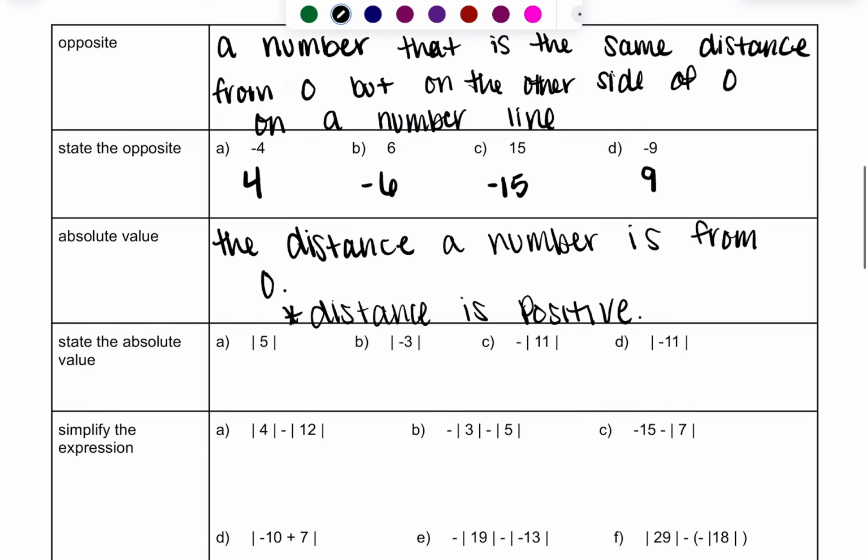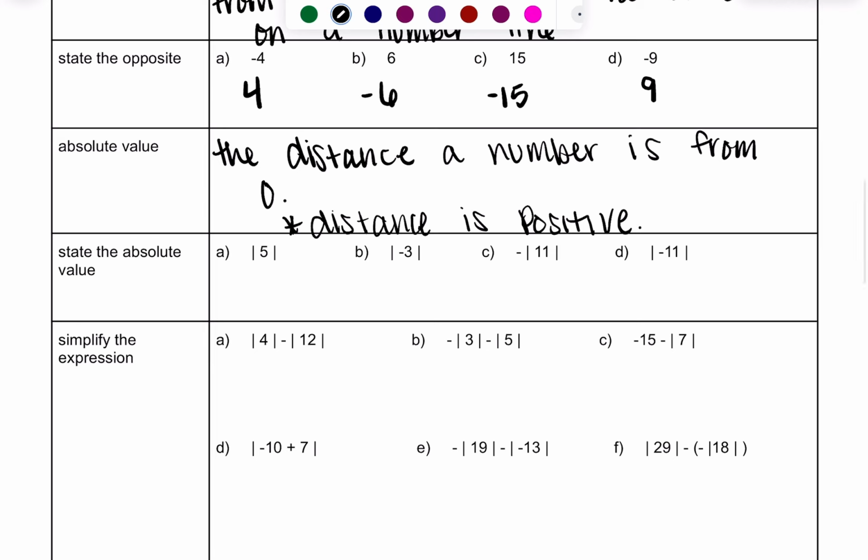Okay. All right, now looking at the absolute value here. The absolute value is the distance a number is from 0. Now, it does have about the same definition that an opposite number would have, but notice how it says the distance is positive. With an absolute value, whatever's inside the bracket is going to make that number specifically positive. Whatever is outside of the bracket, that stays exactly as it is.